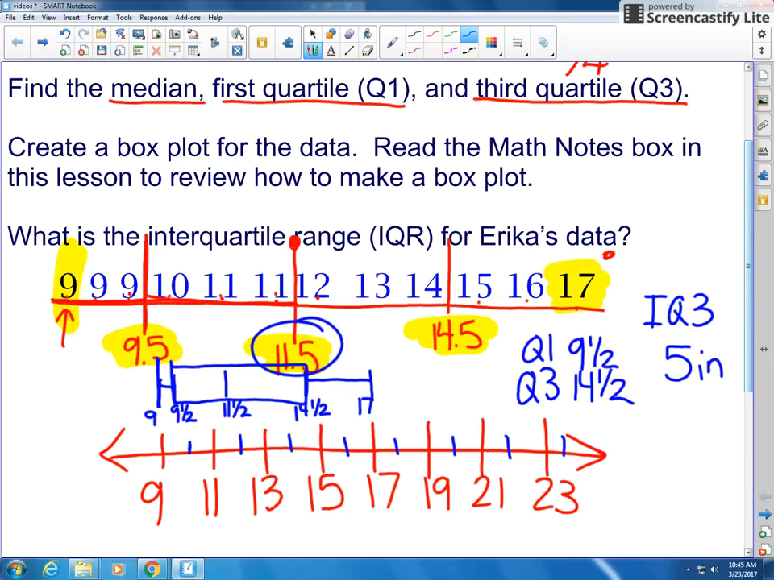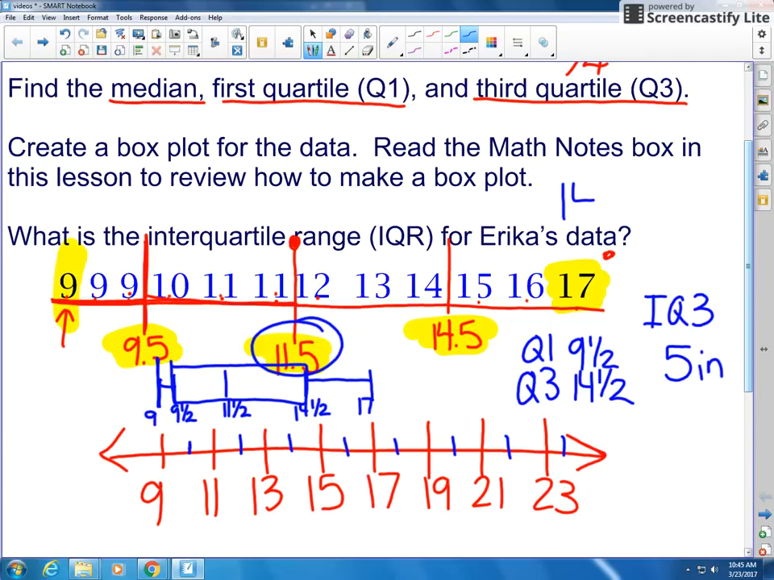So if I wanted to do that, again, I would add all these numbers. You're going to want to get your calculator and you're going to type them all in. 9 plus 9 plus 9 plus 10 plus 11 plus 11 plus 12 plus 13 plus 14 plus 15 plus 16 plus 17. Now remember to hit the equal sign, because the calculator is really smart and it knows order of operations and it knows you should divide before you add. So if you don't hit equal, it's just going to take your last number and divide.